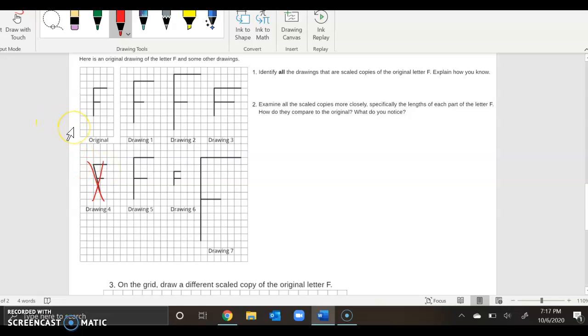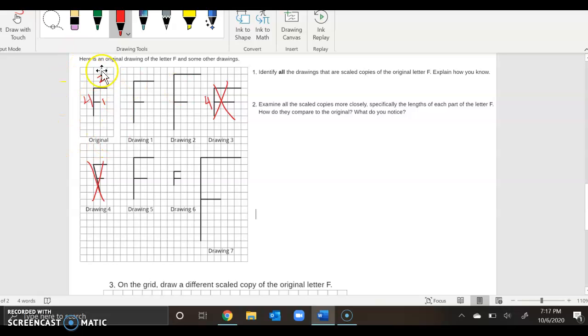Another one that I think we can go ahead and get rid of right off the bat is drawing 3 here, because he looks like he's just been stretched out long ways. If we look at our original, he is 4 units tall by 2 units across the top and 1 unit in the middle. If we look at drawing 3 here, he's also 4 units tall, but then it's like they just took this top piece out and the middle piece out and stretched them out way far. So that is not going to be a scaled copy.